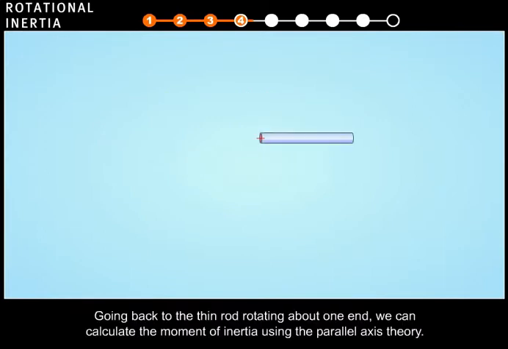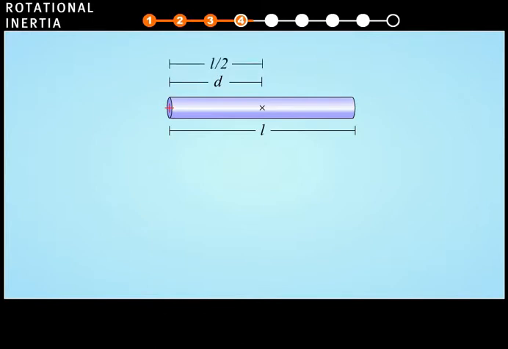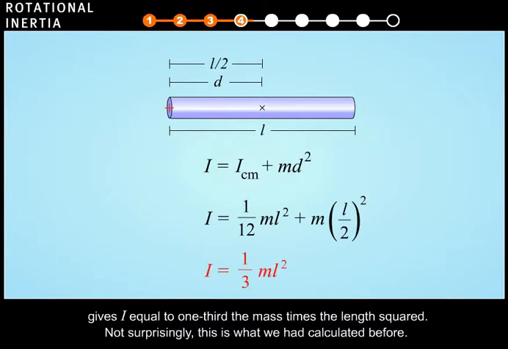Going back to the thin rod rotating about one end, we can calculate the moment of inertia using the parallel axis theorem. The distance from the center of mass to the rotation axis is L over 2. Using this in the parallel axis theorem, along with the moment of inertia about the center of mass that we previously found, gives I equal to 1/3 the mass times the length squared. Not surprisingly, this is what we had calculated before.